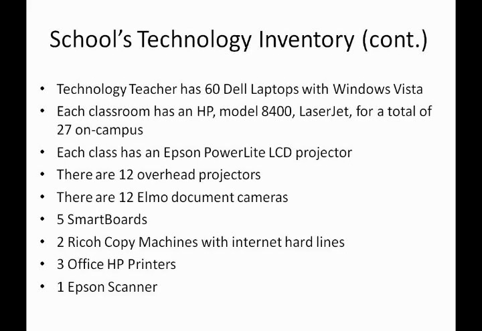We have 2 Ricoh industrial copy machines or office copy machines, and they all have internet hardlines. So if we have a huge copy demand and our little Epson printers in our class cannot handle it, we can automatically change the printer server and directly route our order to the huge copy machines that are located in the school.